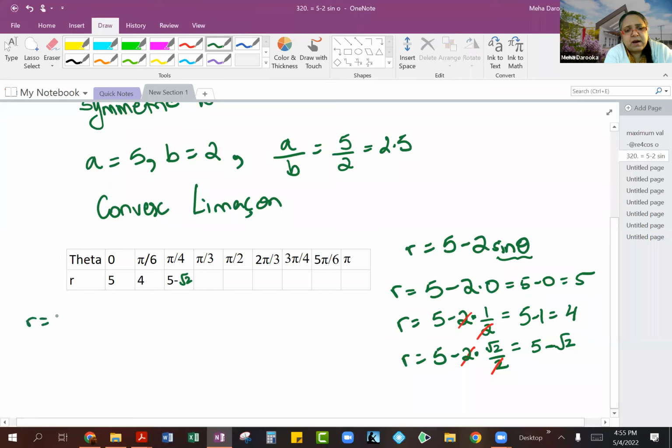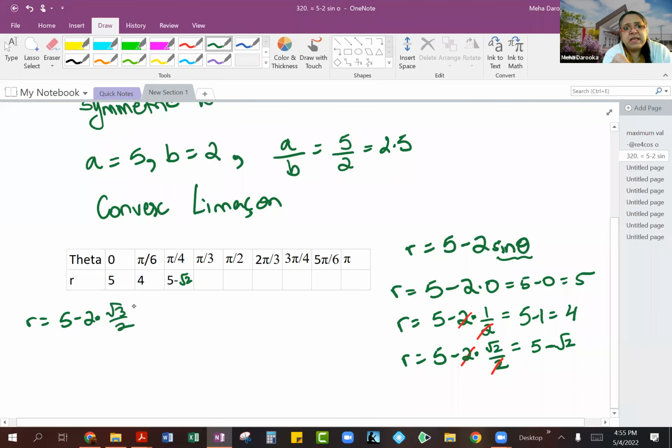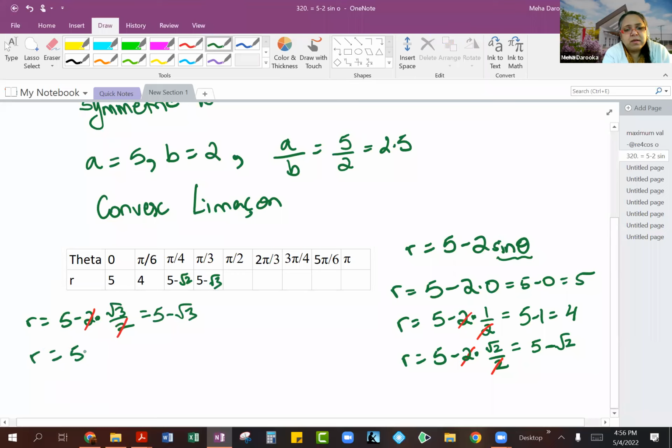Okay, then let's see, r equals 5 minus 2 times, for pi over 3. Pi over 3, you will see our sine value is square root of 3 over 2. Same thing's going to happen here. The 2's will cancel out, but then you are left behind with 5 minus square root of 3. So same thing here, 5 minus square root of 3. Okay, go ahead and tell me, what do you get for pi halves? The r value for pi halves.